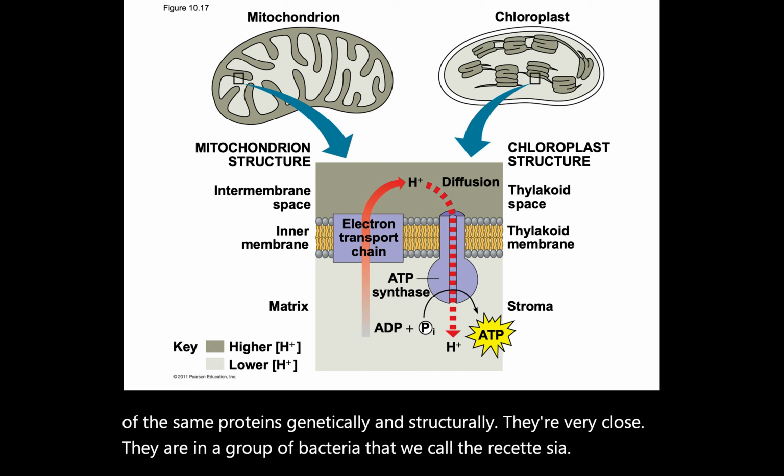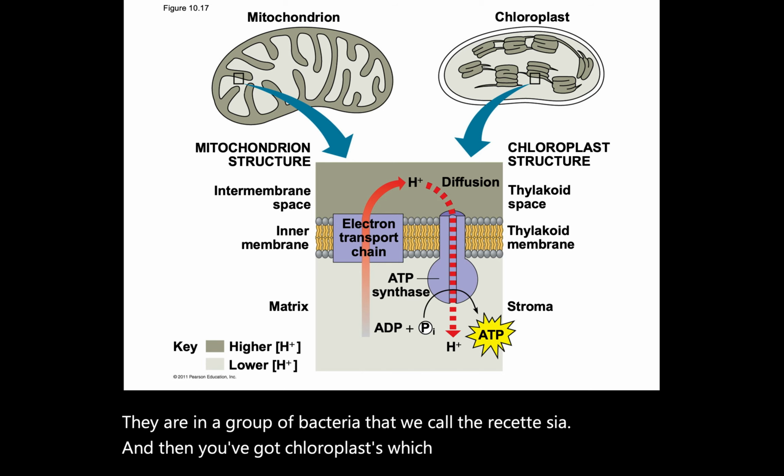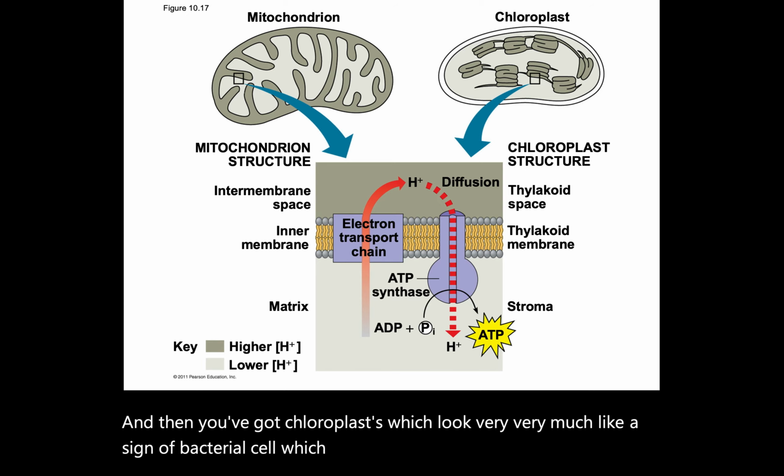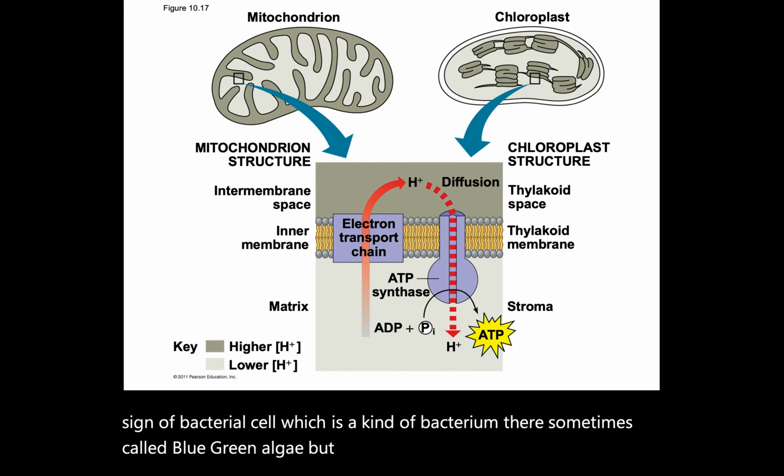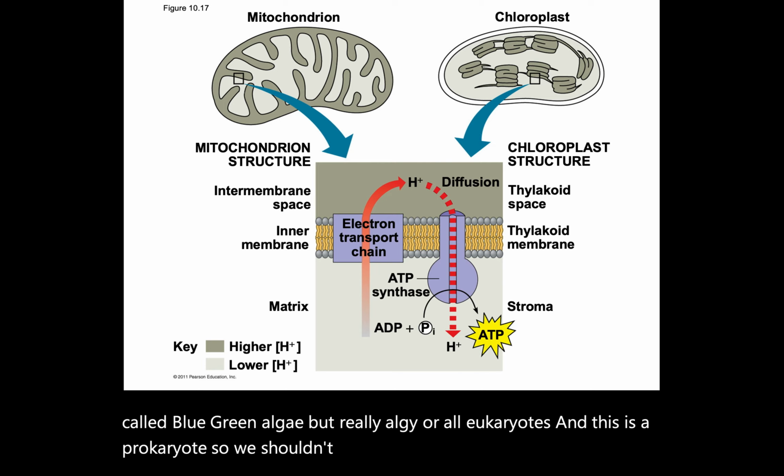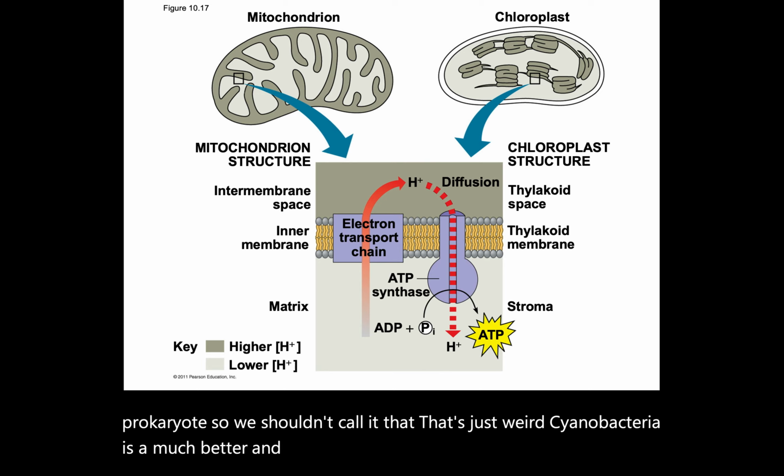And then you've got chloroplasts, which look very, very much like a cyanobacterial cell, which is a kind of bacterium. They're sometimes called blue-green algae, but really algae are all eukaryotes. And this is a prokaryote, so we shouldn't call it that. That's just weird. Cyanobacteria is a much better and more scientifically correct name.